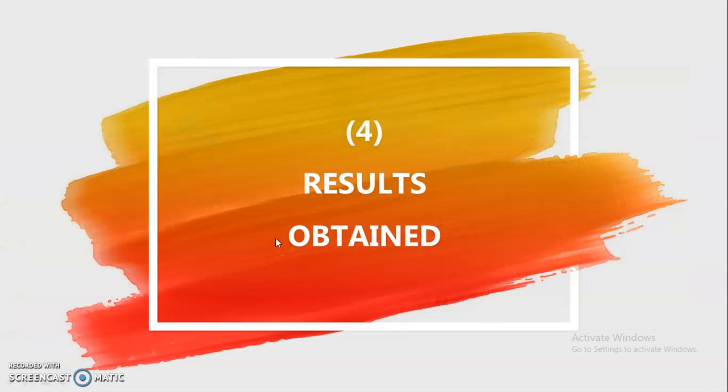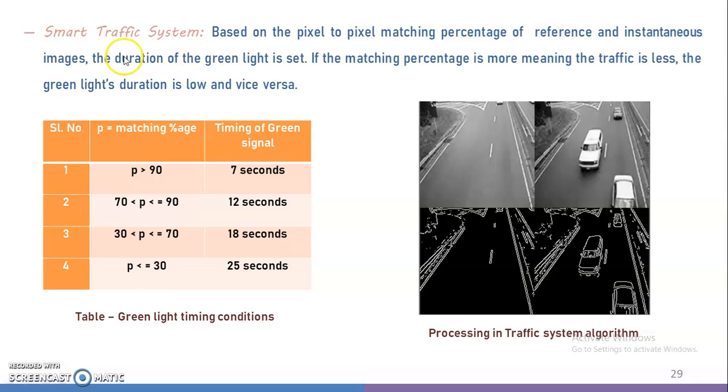Now we will come to the results which we have obtained after executing all the blocks and this prototype. First we come to the smart traffic system part. In this, based on the pixel to pixel matching, the duration of green light is set. These are the 2 images. This is the reference image I was talking about, and this is the instantaneous image of the road where traffic is present. These 2 are converted to edge detected images based on Canny edge detection in OpenCV Python, and they are compared pixel to pixel, and the percentage of match is found.